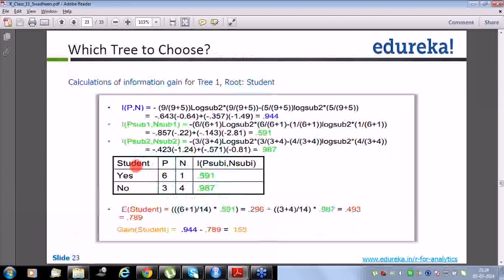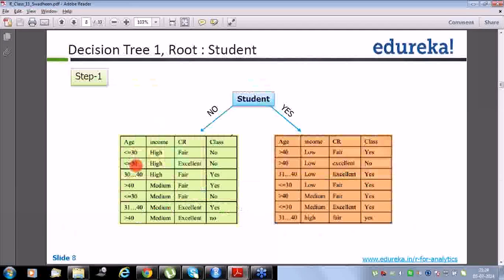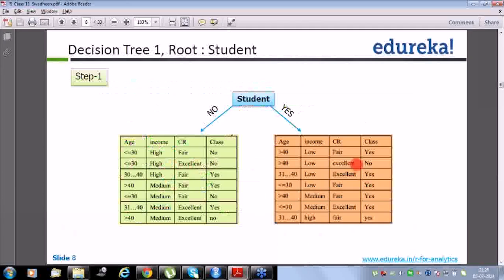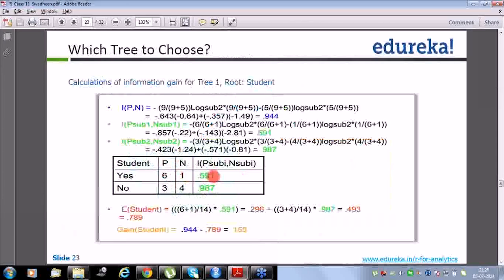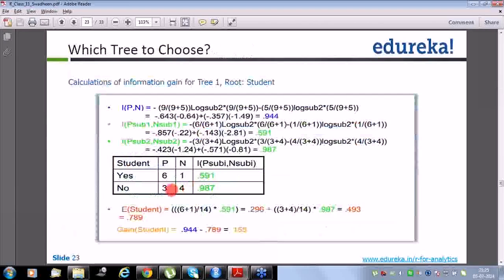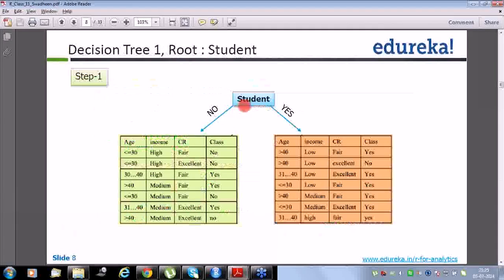So student is the root node, and in the yes category we have 6 yes and 1 no. What is the IPN at this node? 0.591. And in the no category we have 3 yes and 4 no. What is the IPN for this sub node? 0.987. Okay, so what is the entropy for student at this level?